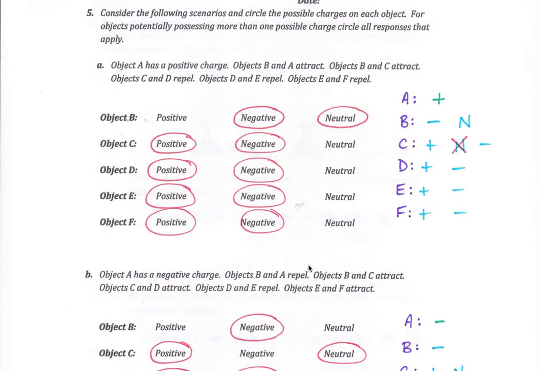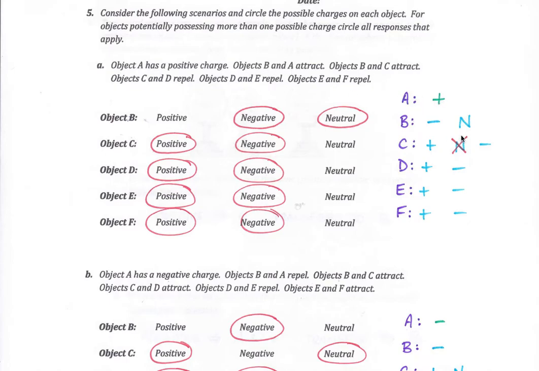For 5, what I've done on the side here is I took a look at the information that was given, and I've listed out on the side what each charge or charge possibility would be. I'll walk through and explain what I added, why I added it, and why I removed certain things. So for 5A, we're told that A has a positive charge, so it's positive.